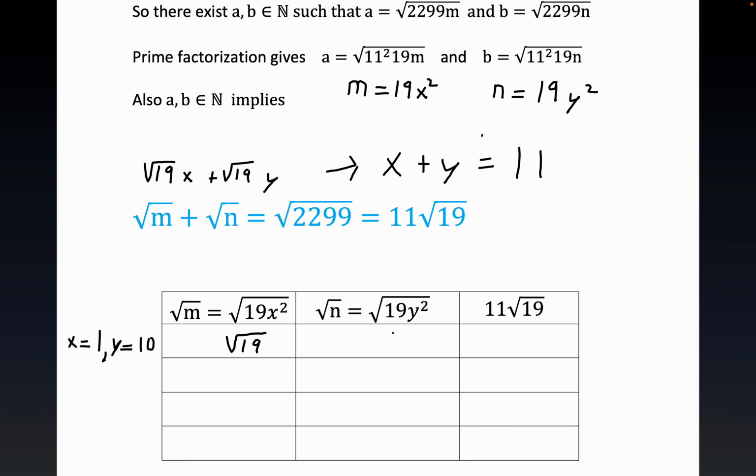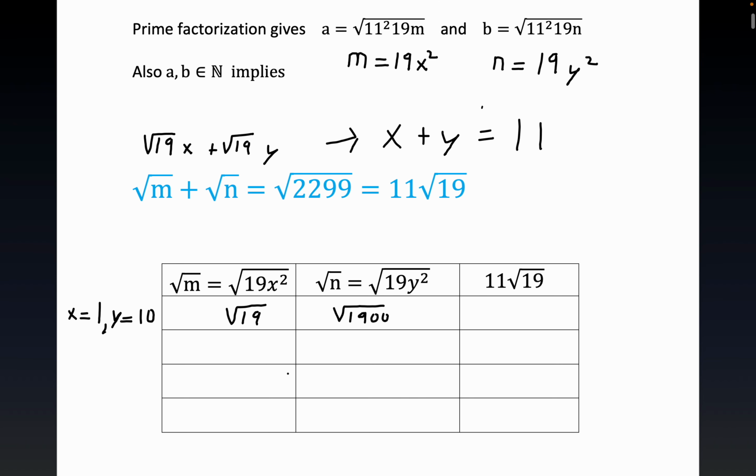All right, square root of 19. Now, if you put 10 right here for y, that would give you 100, or that would give you the square root of 1900. And you know it works without having to use a calculator, because that does equal 11 root 19. So let me fit that in there a little bit better. See how that is the square root of 1900, and the square root of 19 is the solution that corresponds to x equals 1, y equals 10.